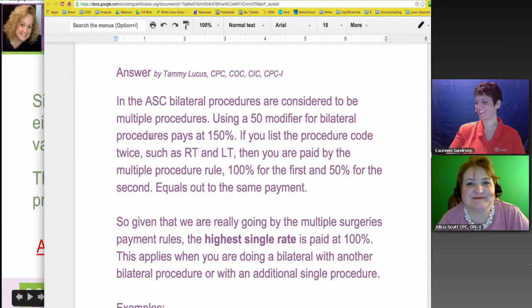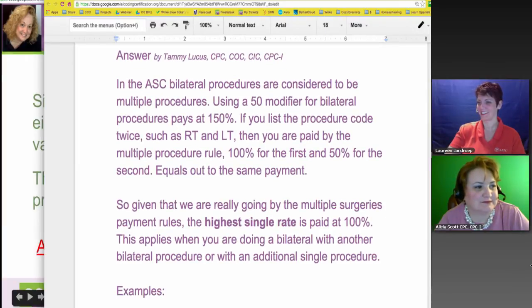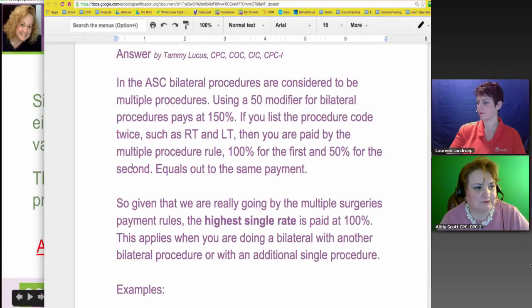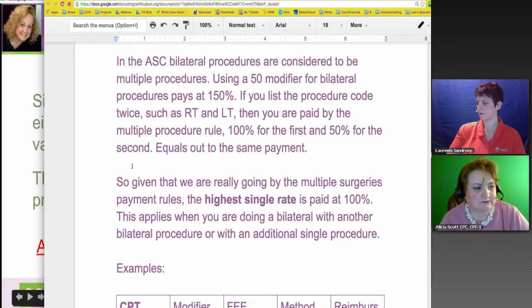So bottom line, what she's trying to ask is, wouldn't the bilateral procedure, because it's being reimbursed at 150%, actually be the highest thing that gets paid on there? And no, not really. When you're talking outpatient facility coding, our bilateral procedures are treated like a multiple procedure. So we kind of want to forget that there's a 50 modifier on there, which is why the RT/LT came into play. Every CPT code has its own line.